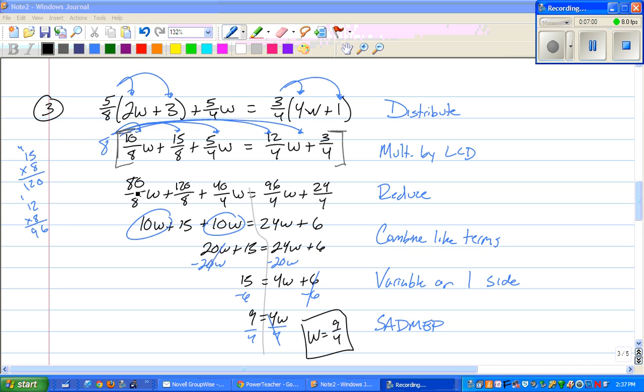After you distributed the h, you get 80 over 8w plus 128 plus 40 over 4w equals 96 over 4w plus 24 over 4. Reduce all that out and start combining your like terms. Get your variables onto one side, and then follow using SADMAP. Okay, that's it for problem number 3.